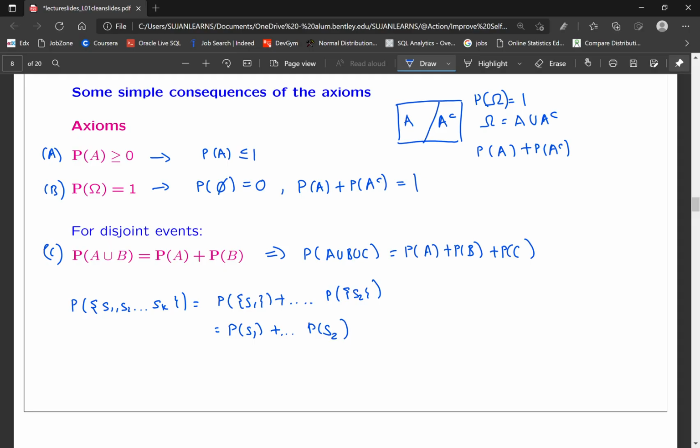Which is equal to probability of A union A complement, which is equal to 1. Let me just make it a little bit better, I think I made a mess here.